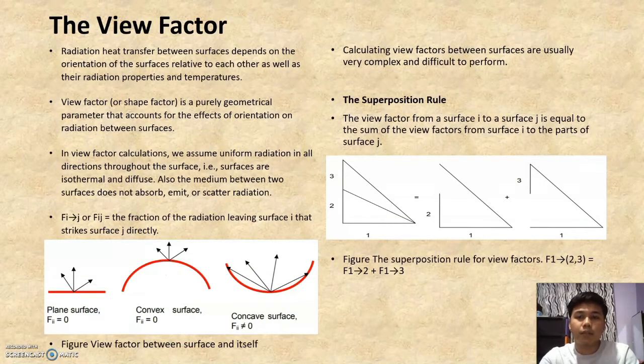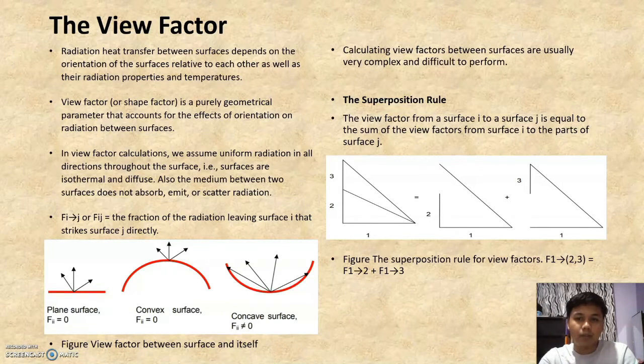Radiation heat transfer between surfaces depends on the orientation of the surfaces relative to each other, as well as their radiation properties and temperatures. The view factor is a purely geometrical parameter that accounts for the effect of orientation on radiation between surfaces.